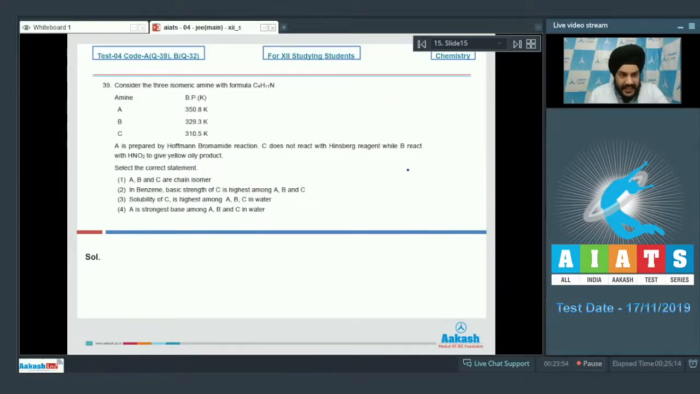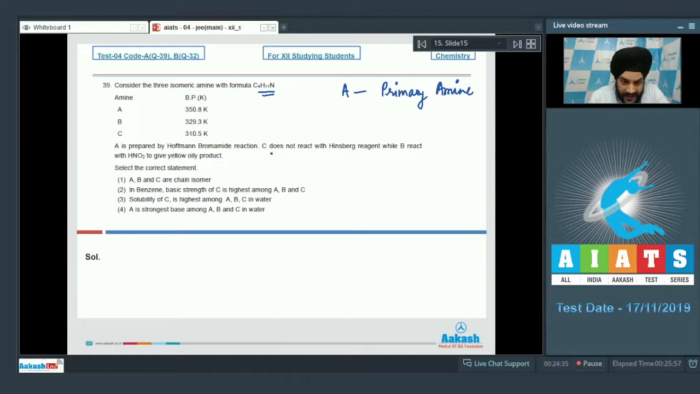Question number 39, it says, consider the 3 isomeric amines with formula C4H11N. Okay. So amine A has a boiling point of 350.8 Kelvin. Amine B has a boiling point of 329.3 Kelvin. Whereas amine C has a boiling point of 310.5 Kelvin. Okay. So it is further mentioned to us that A is prepared by the Hofmann-Bromamide reaction. So students, A has to be a primary amine.